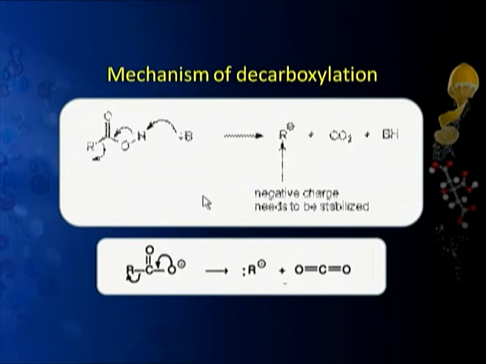If we say that initially on reaction with sodium hydroxide the anion has been formed, again we can show the loss of carbon dioxide in a similar way, that this pair of electrons present on oxygen shifts here and this bond is cleaved and this pair of electrons goes to the alkyl group and we get this anion.